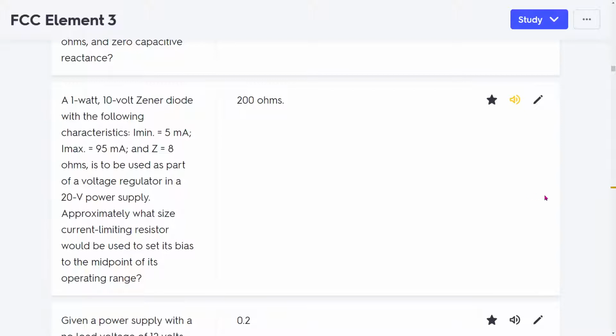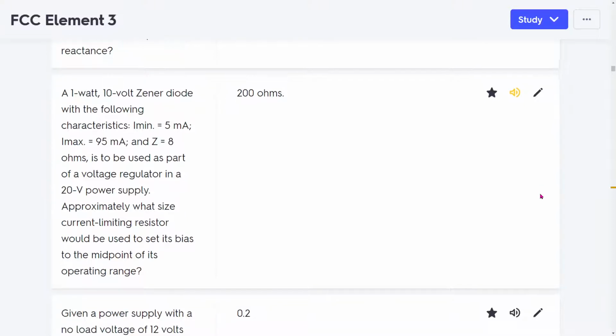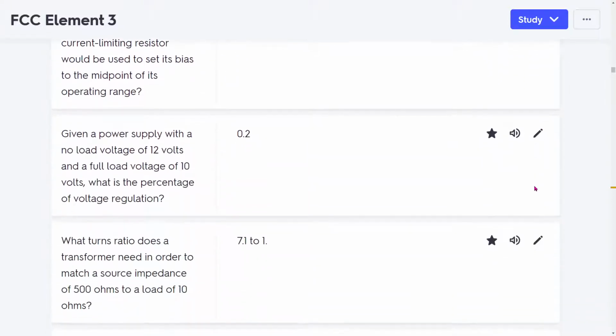A 1 watt 10 volt Zener diode with the following characteristics: Imin equals 5 mA, Imax equals 95 mA, and Z equals 8 ohms is to be used as part of a voltage regulator in a 20V power supply. Approximately what size current limiting resistor would be used to set its bias to the midpoint of its operating range? 200 ohms.